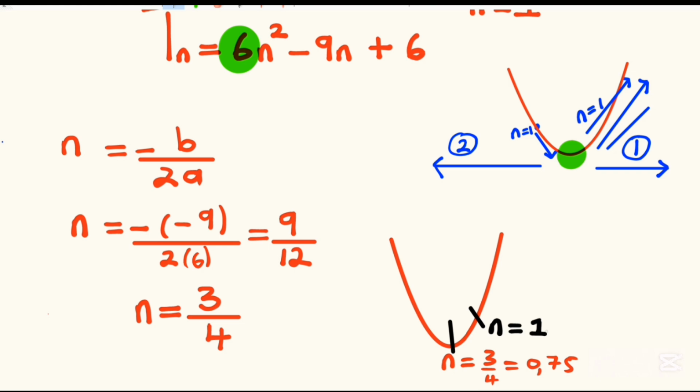Since n is equal to 1 is on the right side of the turning point, Tn will always be increasing on the right side of the turning point. So by proving that n is on the right side of the turning point, we have proved that Tn will always increase for n an element of the whole numbers.